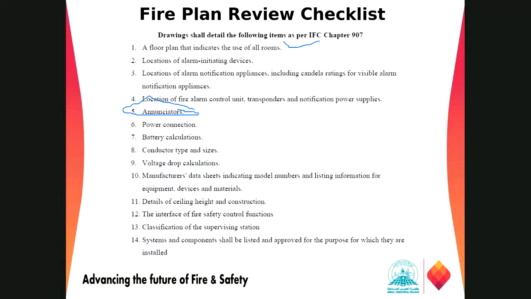The detail of the ceiling height and construction, because this gives us the idea of what the maximum distance between two heat detectors is, or how the ceiling configuration is. The interface of fire safety control functions, how they are going to interface with other systems, right, the fire safety control functions.